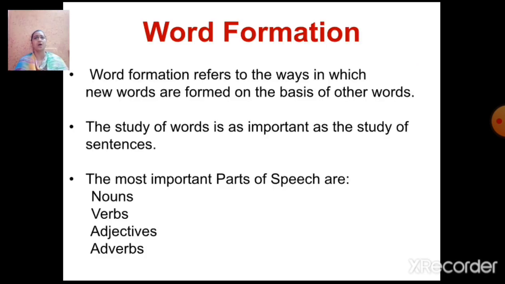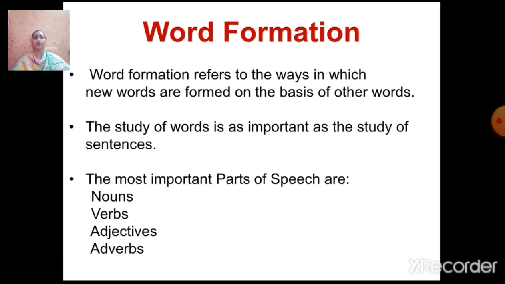Now students, what do we understand by word formation? Word formation refers to the ways in which new words are formed on the basis of other words. The study of words is as important as the study of sentences because the study of words not only helps us to recognize the parts of speech by their structure but also shows the relationship between clauses and words.